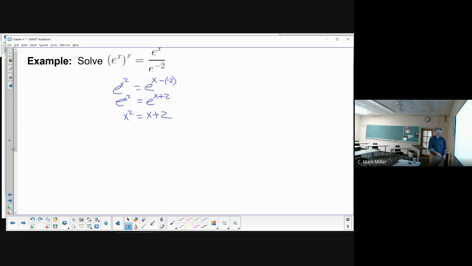So this means x squared minus x minus 2 equals 0. Quadratic. We know 12 ways of solving a quadratic, right? This one, I think, factors. x minus 2, x plus 1. x minus 2 equals 0. x plus 1 equals 0. x equals 2. x equals minus 1.